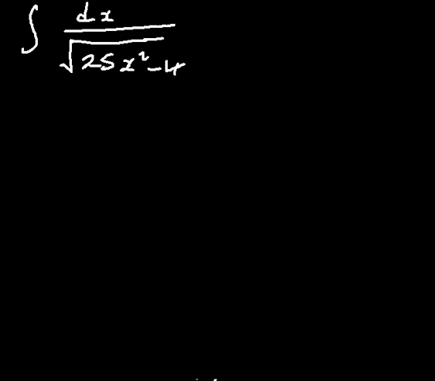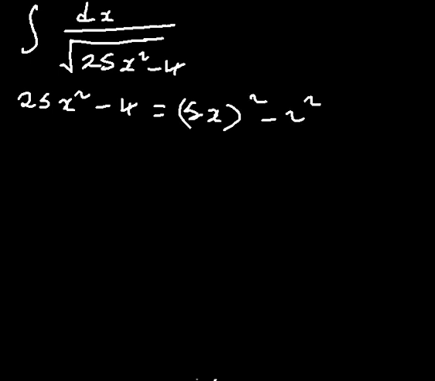Our focus has to be what we have inside the square root. We have the variable subtracting the constant, with 25x squared minus 4 being the same as 5x to the power 2 overall minus 2 to the power 2, and therefore a is given as 2. Since we have the variable subtracting the constant, the transformation key has to be associated with sec theta.